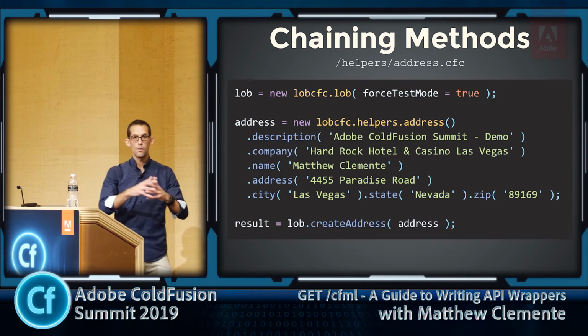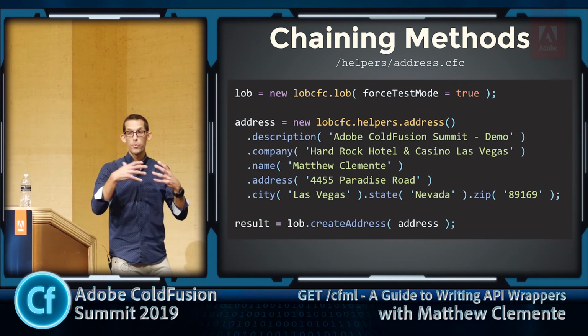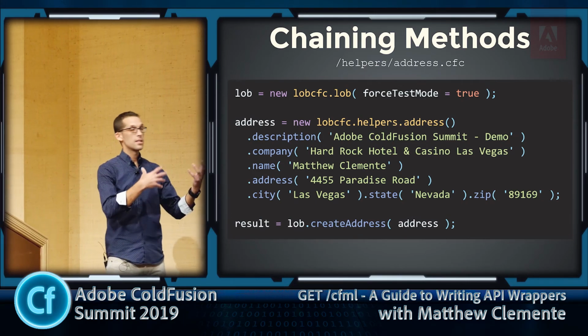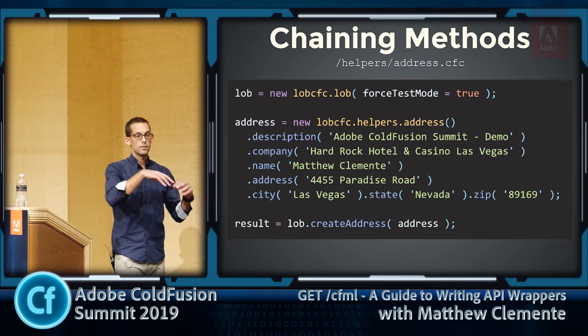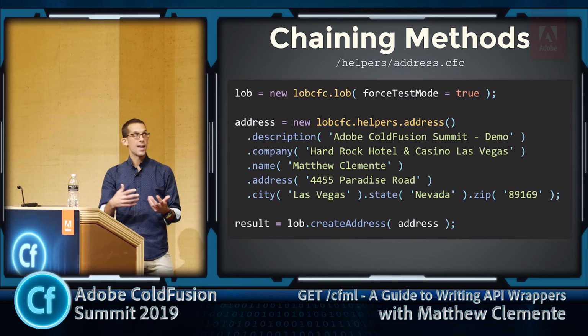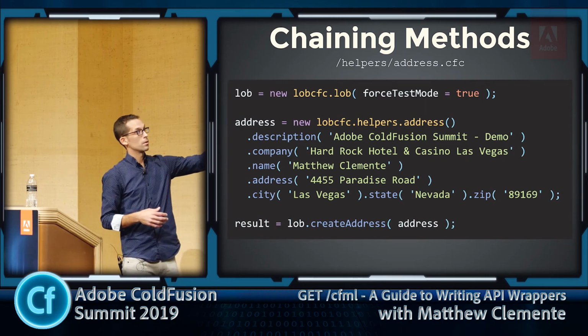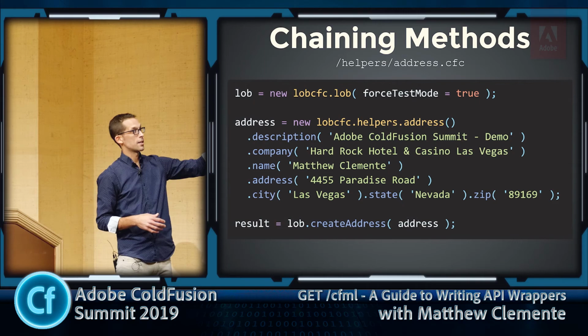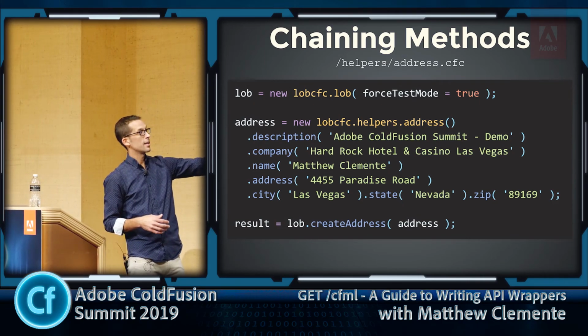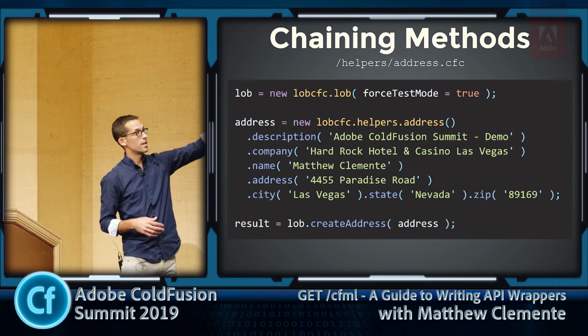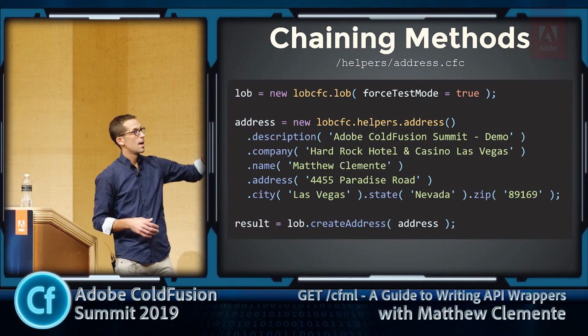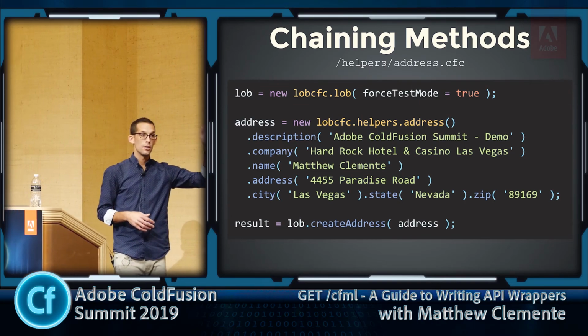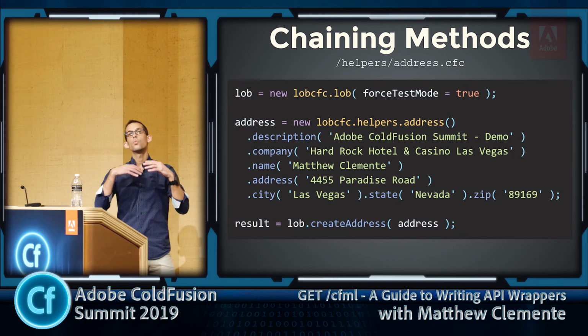So, off with the abstract, down with the concrete. If we had a helper function, this is how we can put together that gnarly 12 property address, new helpers address. And then, like I said, each one of these returns the whole object. So dot description, dot company, each one of these is a function within that address component. And as a developer, using this type of approach is way preferable.